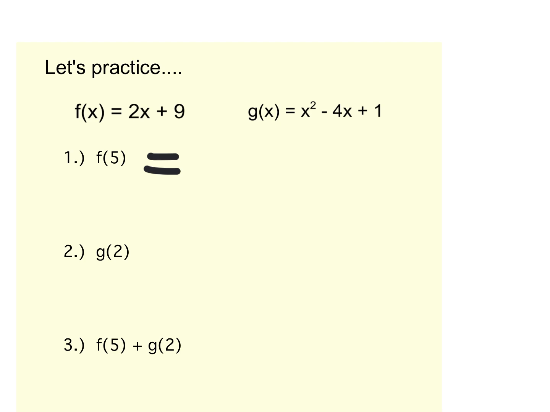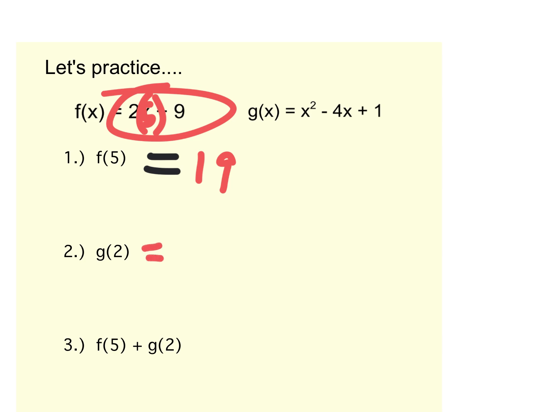Sticking 5 into the f function. Sam, what'd you get when you put 5 in? 5 times 2 is 10 plus 9 is 19. Perfect. You put the 5 in right there. Nice. G of 2. Everybody stick in 2 in the g function.